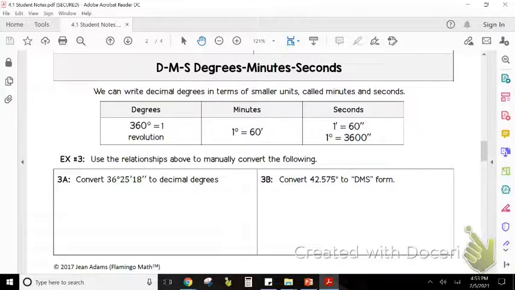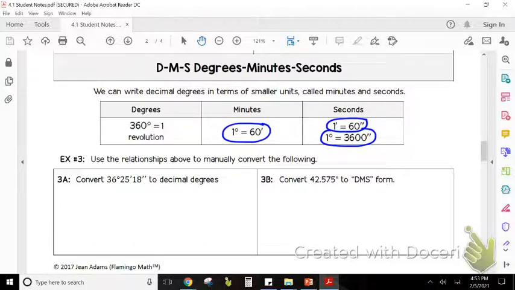So then if I want to take my degrees and change it to minutes, 1 degree will equal 60 minutes. And if I want to take minutes to seconds, 1 minute will equal 60 seconds. Or if I wanted to jump from degrees to seconds, so remember it's degrees to minutes are 60, minutes to seconds are 60, so 60 times 60 would give us the 3,600. And so 1 degree is equal to 3,600 seconds.